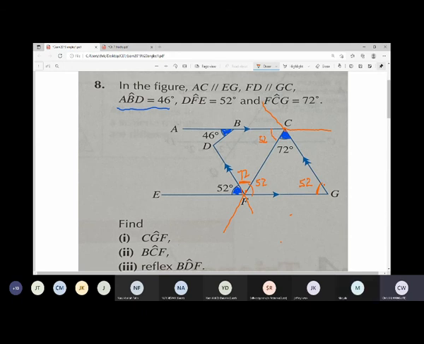Okay, after you find 72, tell me what is the next thing you do. And then I find CFG. How come you can find CFG? Supplementary angles. Supplementary angle, is it? Very good. After that? And then CGF: 180 minus 56 minus 52 equal to 52. This is 56, right? Okay, what is the reason? 180 minus 72 minus 56. What is the reason? Sum of a triangle. Very good. What's the name again? Aisha. Aisha, yeah, very good, Aisha.